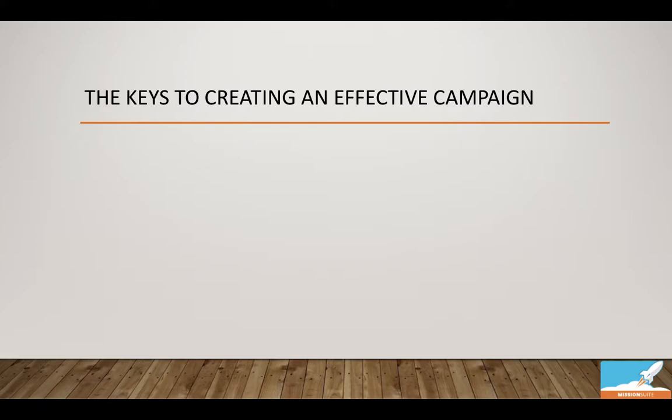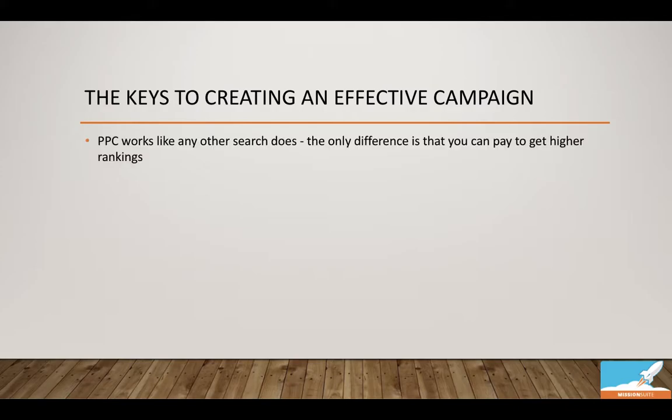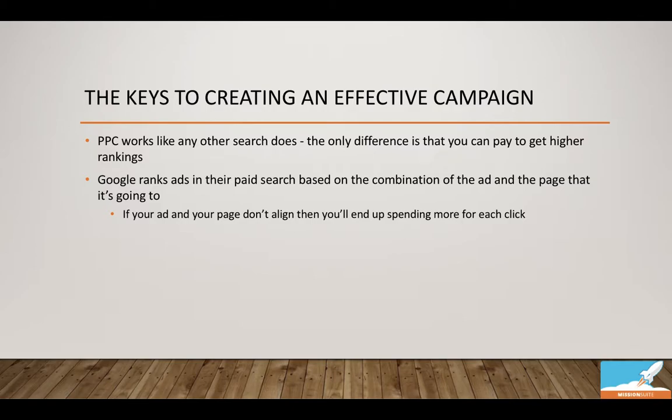So moving forward, I want to talk a little bit about the keys to creating an effective campaign. Some things that you need to know here. First of all, pay-per-click works just like any other search does. Anytime you type a search term into Google, pay-per-click is going to work the same way. The only difference is that you get to pay your way to higher rankings. So you get to pay your way to the top. Google ranks ads in their paid search based on the combination of the ad itself and the landing page that it's going to. So if your ad and your page don't align, then you'll end up spending more for each click.